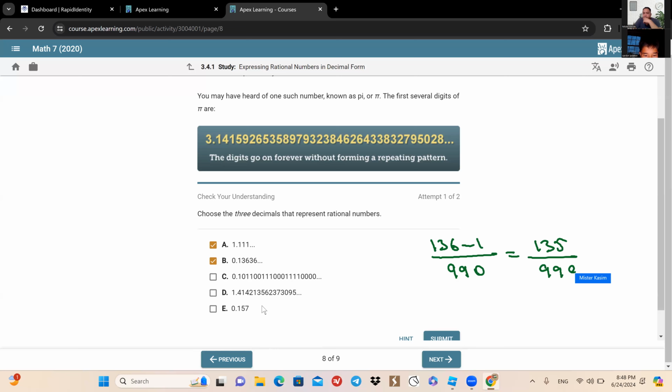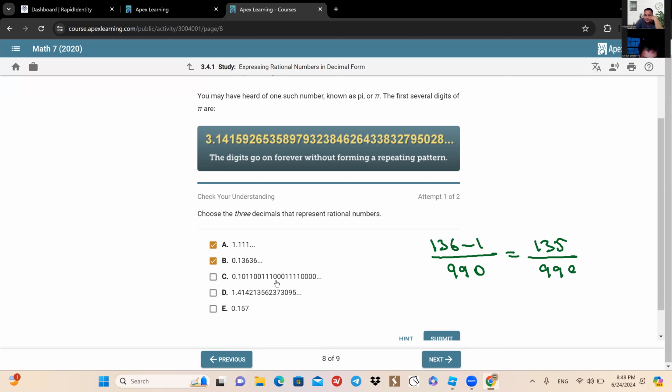And there's one more. How about C? That's no, because it's 0.1011 and 0.00111. We don't have any repeating digits, right? That's why it is not a rational number.